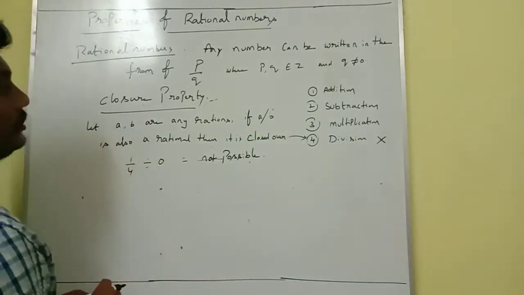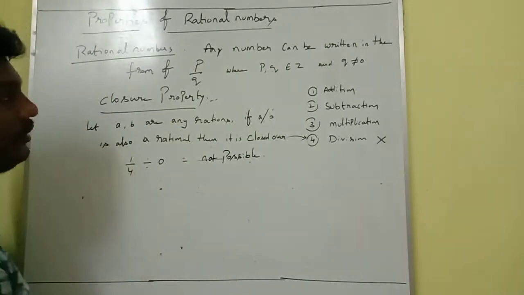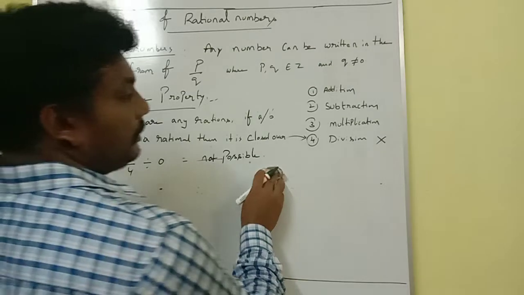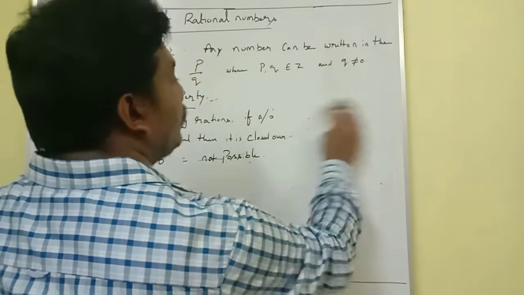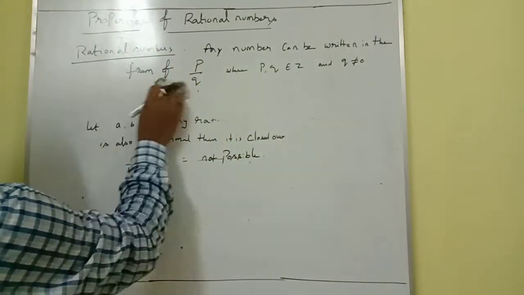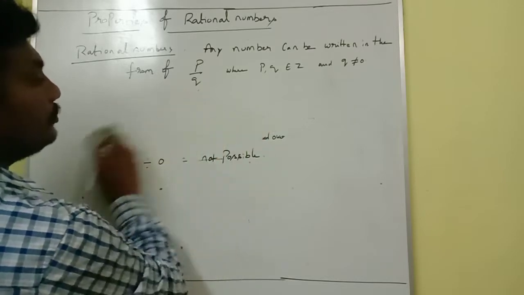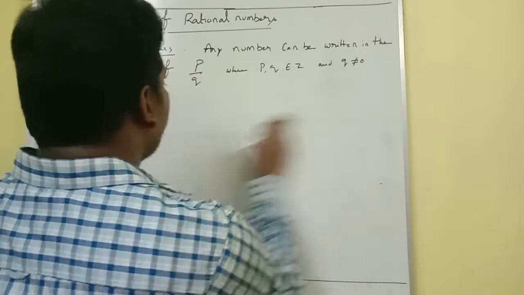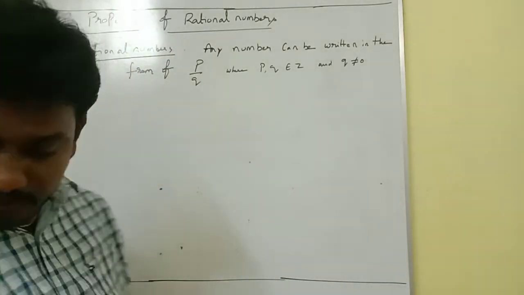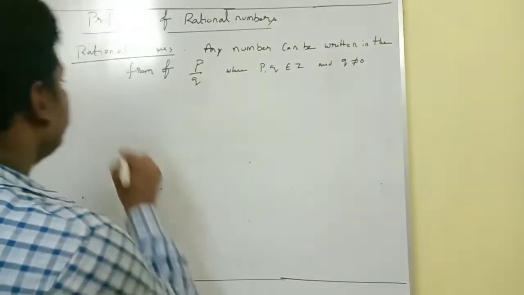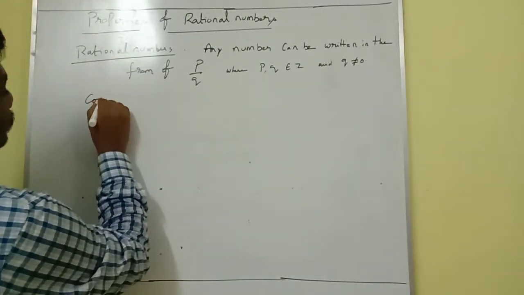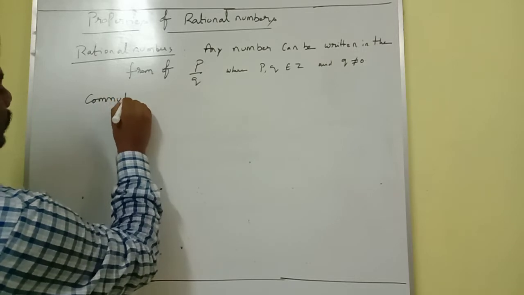That means this is about the closure property. Have an idea about the closure property. Now we are going to another property, known as the commutative property. What is the commutative property? Let us see the commutative property.